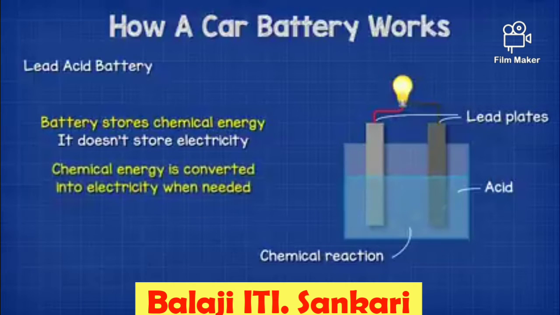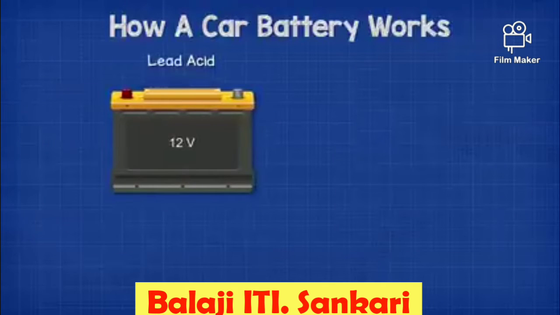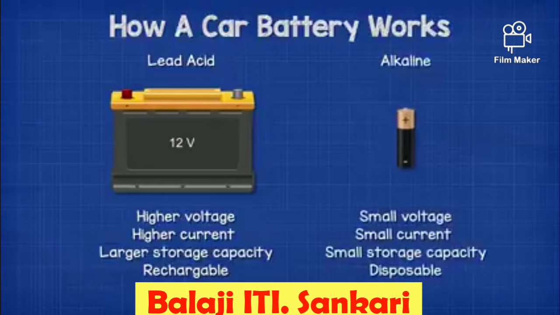This chemical energy is converted into electrical energy whenever we need it. This battery is also rechargeable. If we supply the battery with electricity, then we can reverse the chemical reaction and recharge the battery. These types of battery provide large amounts of current, especially compared to the typical smaller household alkaline batteries.